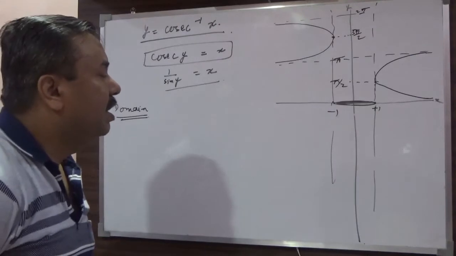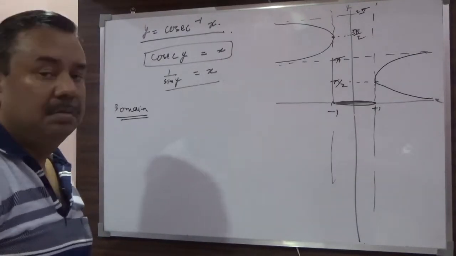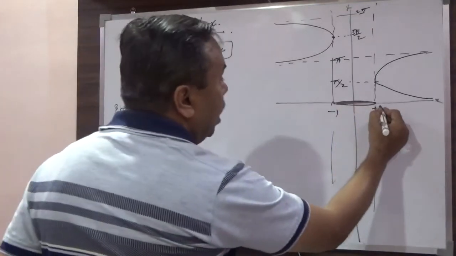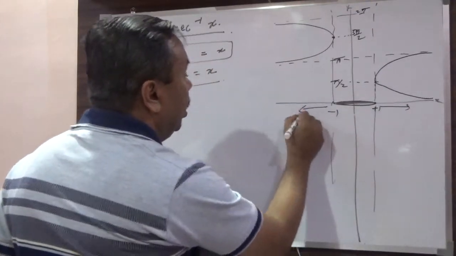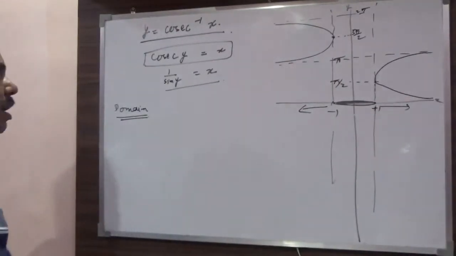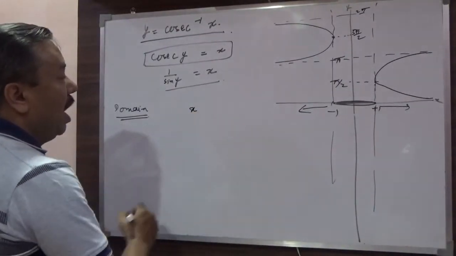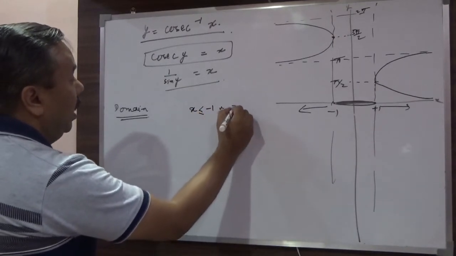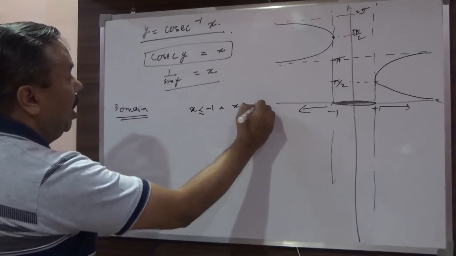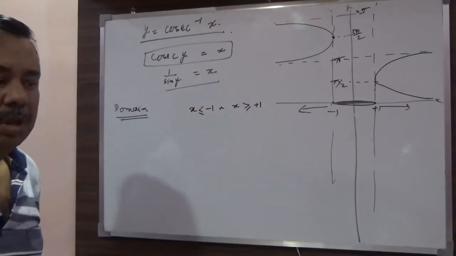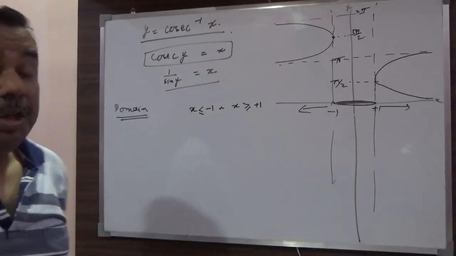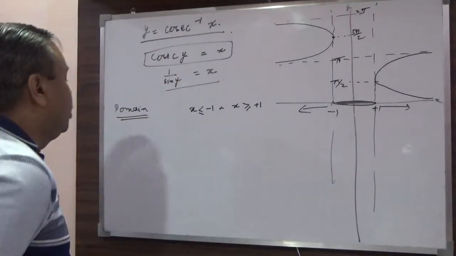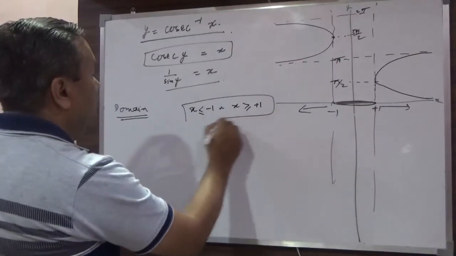The value of x can be anything for which the value of y is defined. It can be more than 1, it can be less than minus 1. So x will be either less than or equal to minus 1, or x will be greater than or equal to plus 1. Even 0 is not a feasible answer. So this will be your domain.